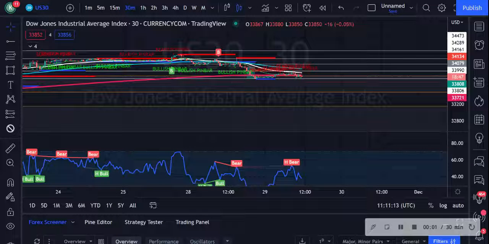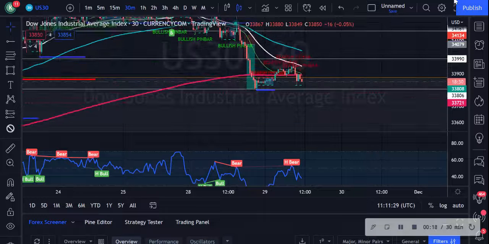Good morning, everyone. Today is the 29th, and back again with another analysis. Let us look at US study, and I'm firstly going to show you guys a trade I took yesterday, following yesterday's analysis, and then we can see where we are today and if there's anything potentially setting up.